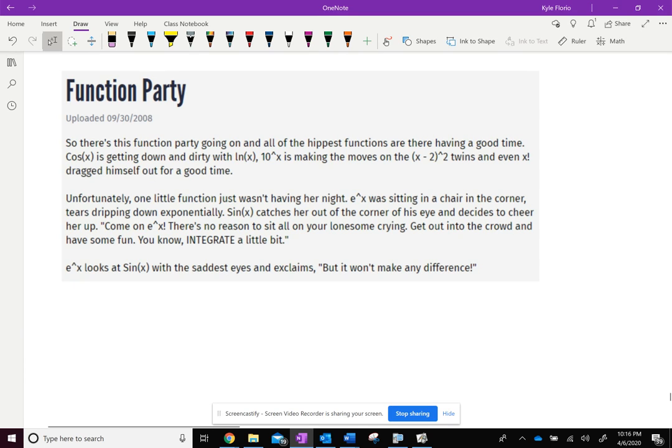Unfortunately, one little function just wasn't having her night. e to the x was sitting in a chair in the corner, tears dripping down exponentially. Sine of x catches her out of the corner of his eye and decides to cheer her up. Come on, e to the x! Exclamation point. There's no reason to sit all on your lonesome crying. Get out into the crowd and have some fun. You know, integrate a little bit. e to the x looks at sine of x with the saddest eyes and exclaims, but it won't make a difference.